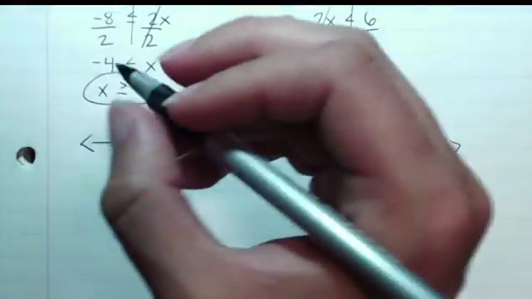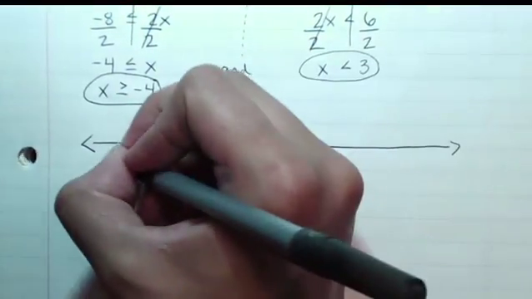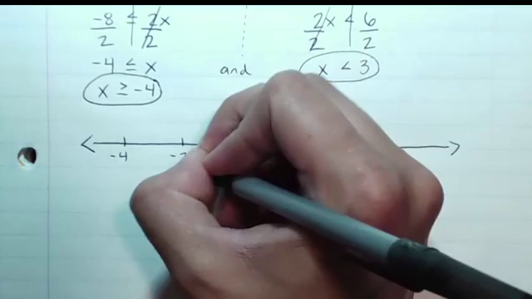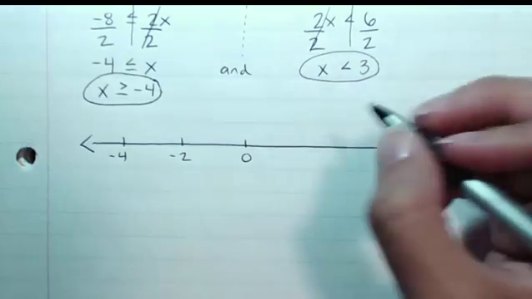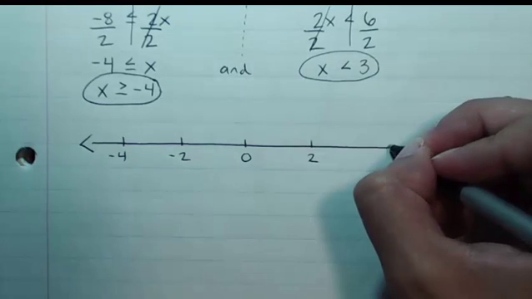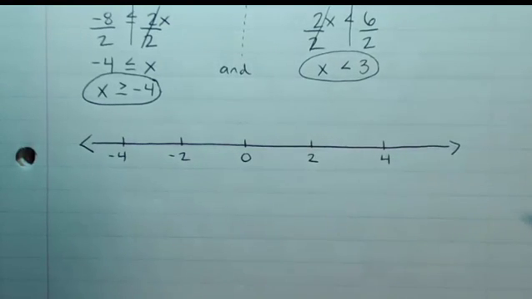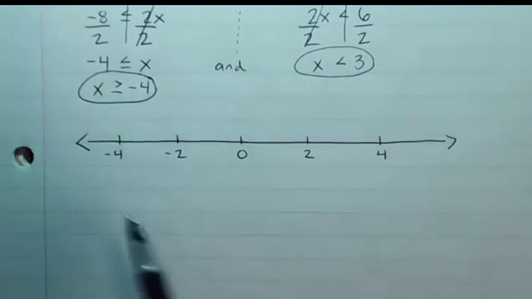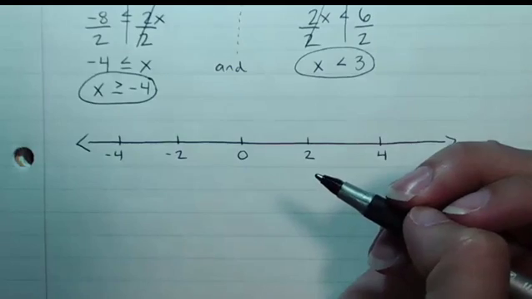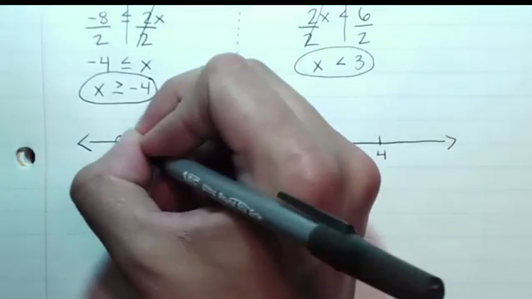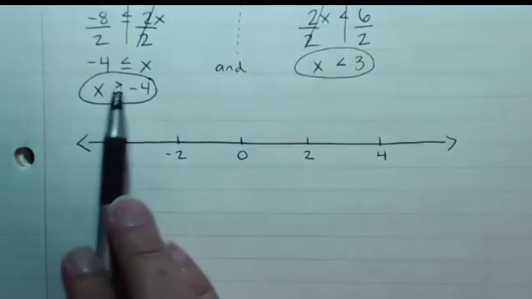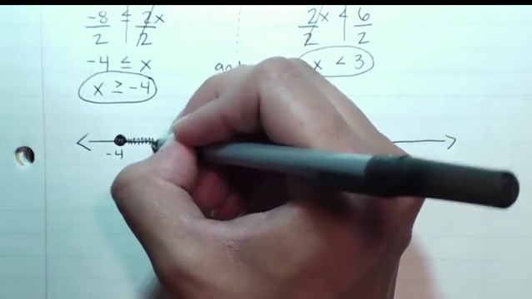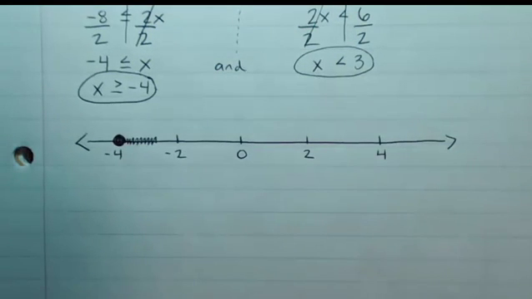I know negative 4, and it needs to go up to positive 3. So starting at negative 4, I'll go up by 2's here: negative 4, negative 2, 0, 2, 4, and so forth. So I have x is greater than or equal to negative 4. Is that an open or closed circle on negative 4? Closed circle. And if x is greater than or equal to negative 4, that means every number to the right of that is greater than negative 4.